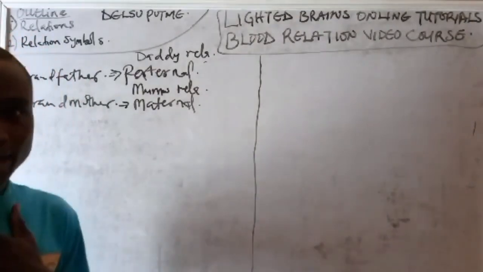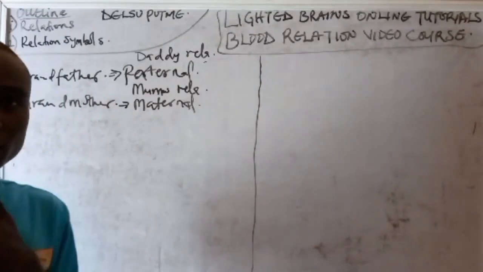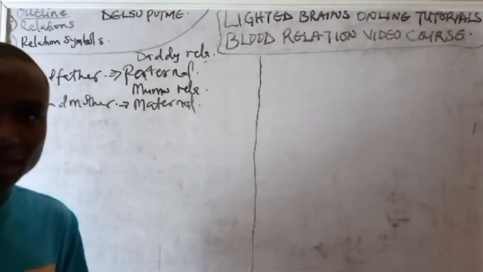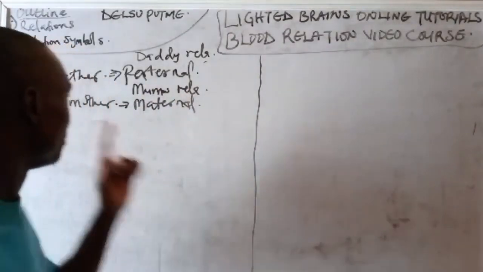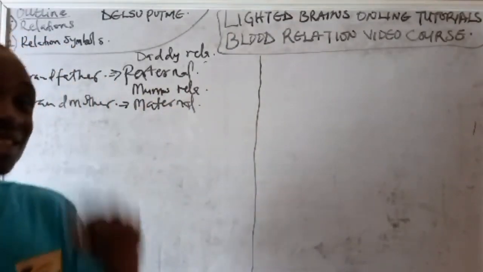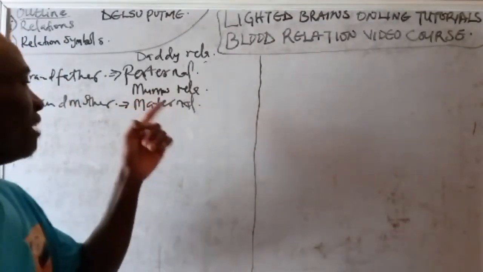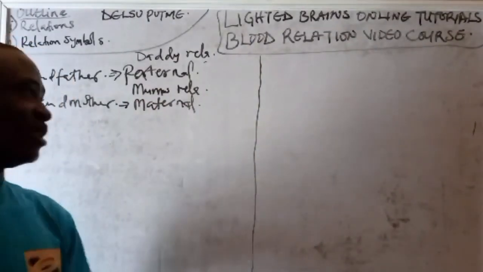Note them. As I am now, my dad's mom is my paternal grandmother. My dad's father is my paternal grandfather. Do you understand now? Then my mom's dad is my maternal grandfather. Do you understand now? And my mom's mom is my maternal what? Grandmother. Do you understand?